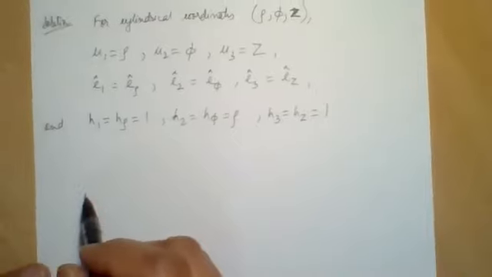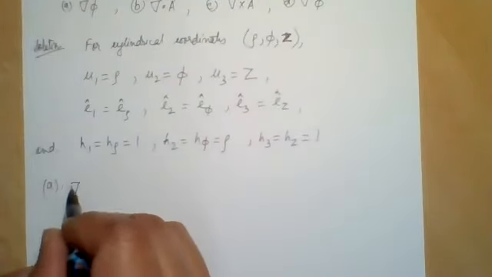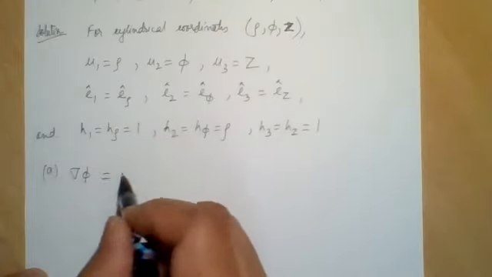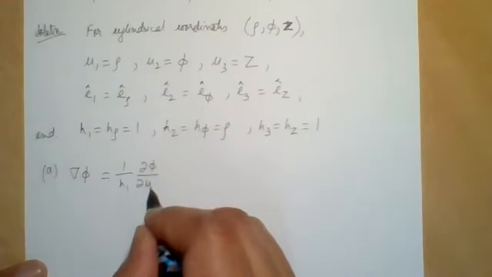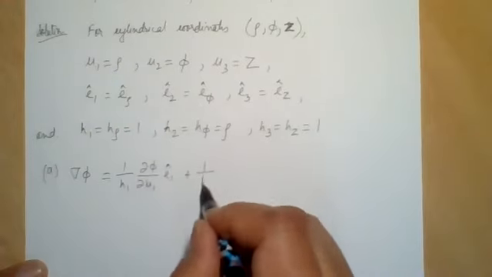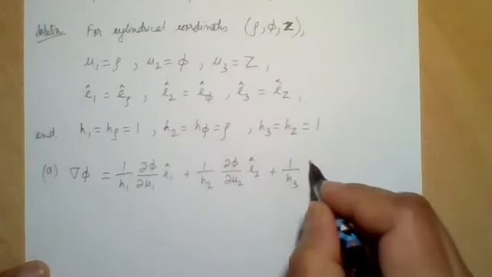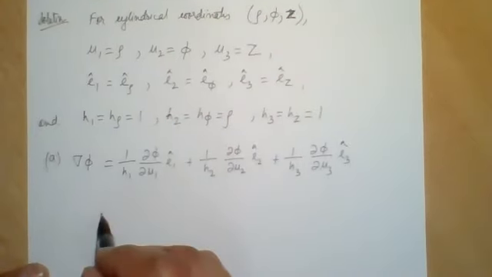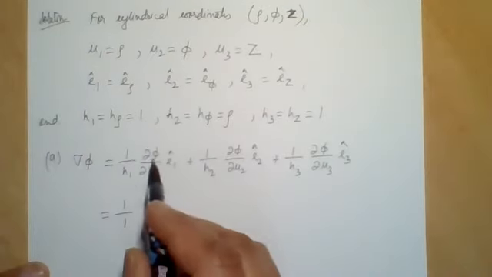Okay, so let us start with A. What is A? A is the gradient of phi. Let us calculate the gradient of phi for the cylindrical coordinates. We know that the formula for the gradient of phi is 1 by h1 del phi by del u1 e1 hat plus 1 by h2 del phi by del u2 e2 hat plus 1 by h3 del phi by del u3 e3 hat. And this is equal to 1 by h1. What is h1? h1 is 1. So 1 by 1 del phi by del u1.